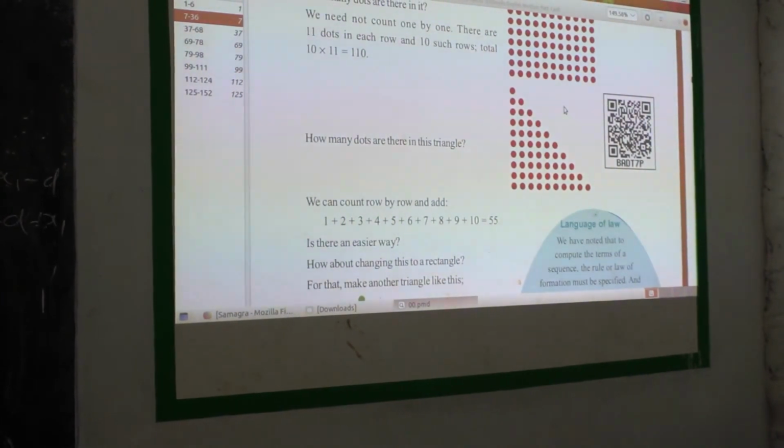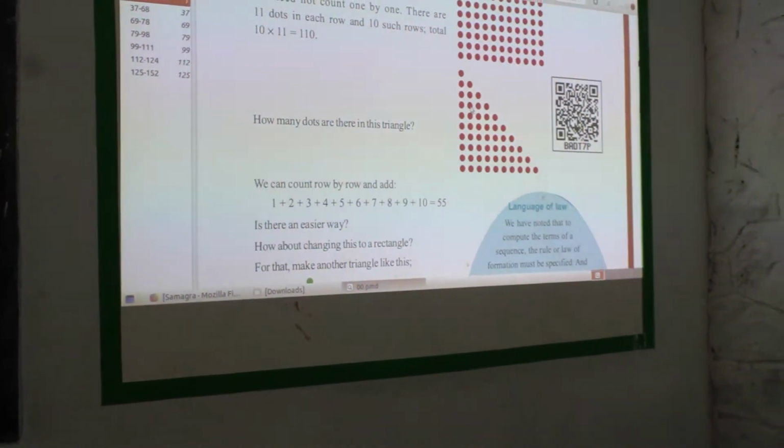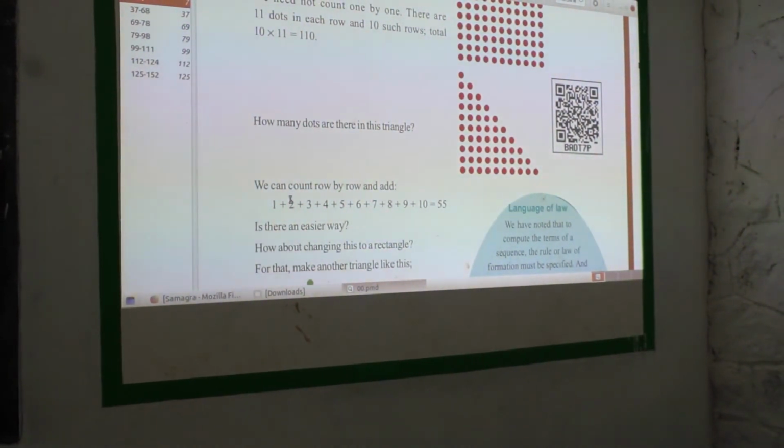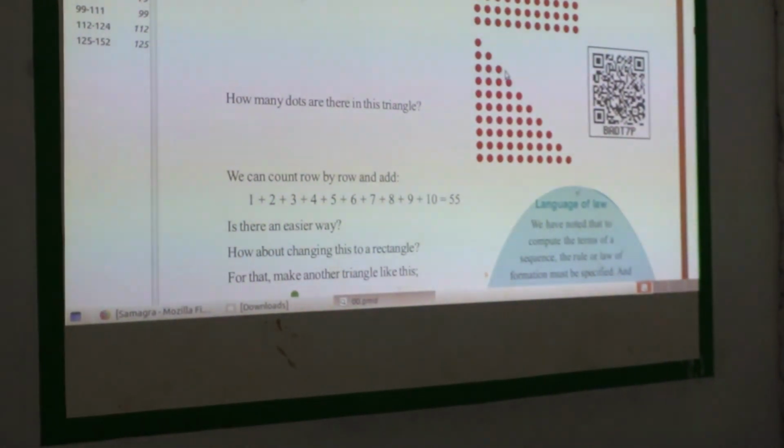Then another: how many dots are there in this triangle? Count row by row. The first row contains 1 dot, second row 2 dots, third 3, fourth 4, etc. Then the total number of dots is 1 plus 2 plus 3 plus 4 and so on up to 10. That sum is 55.